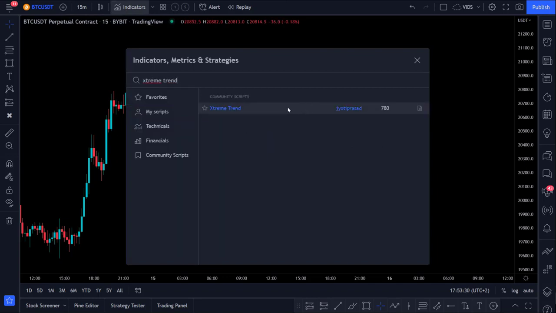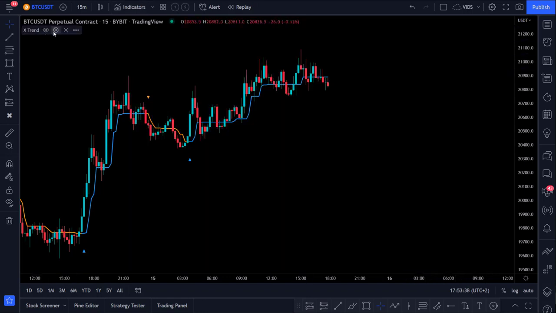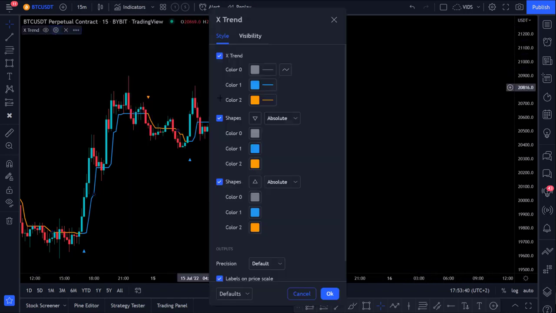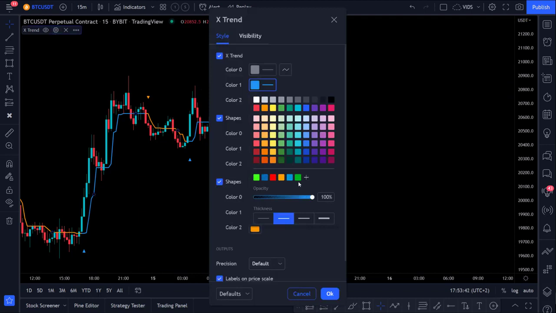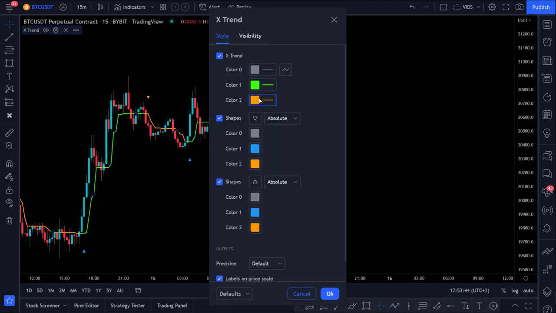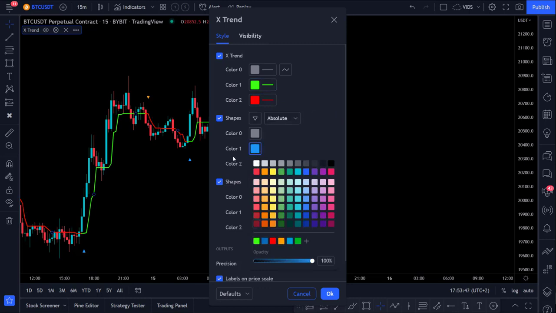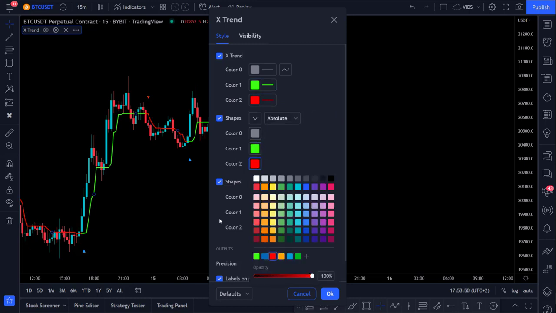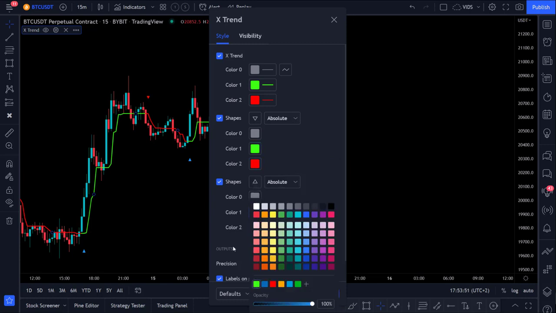Fill in extreme trend and click on this indicator. As you can see, very few people use this indicator yet, which makes it even more special. We need to modify the indicator before we can use it correctly. The only thing we modify about this indicator are actually the colors. Make the blue colors all green and make the orange colors all red. This is going to help us find buy and sell positions later on.